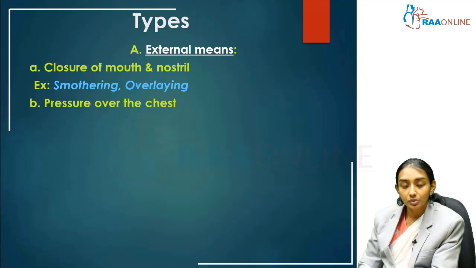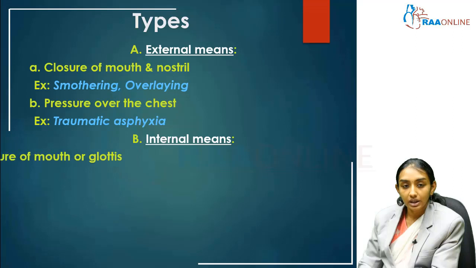You can have an obstruction of the chest movement by causing a pressure over the chest. An example of this is traumatic asphyxia. For example, in road traffic accidents, when the chest gets compressed against the steering wheel, there is prevention of expansion of the chest, resulting in traumatic asphyxia.